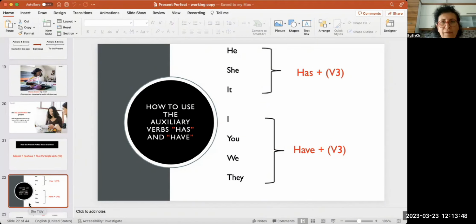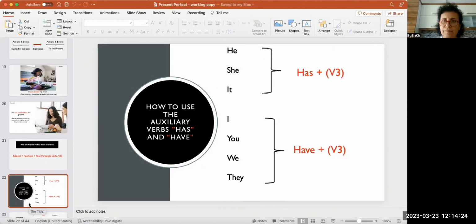Now, when you're using the pronouns he, she, it, and then I, you, we, they. Now, the first three always go with has, and the last four always go with have. This is something you have to learn. Now, remember that has and have are also called your auxiliary verbs, or some people call them the helping verbs, but their official name is auxiliary verbs.